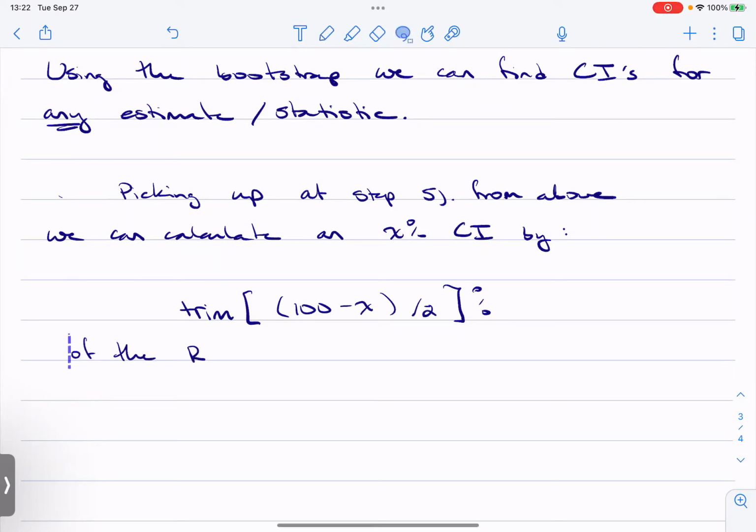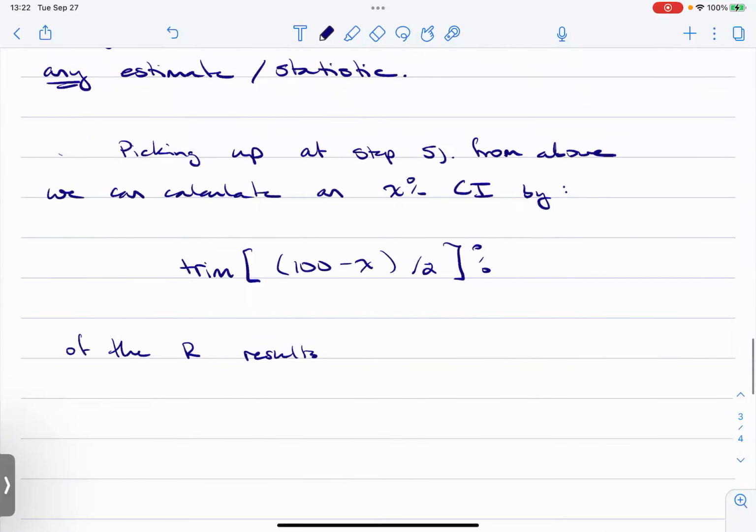I should give myself a little bit of space so I can explain what I mean by this notation. I'm bringing it in because they show it in the textbook and they just assume that you're going to know what that means. So I just want to explain. Of the R results from either end of the distribution.